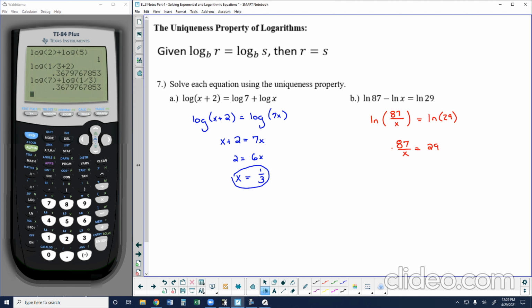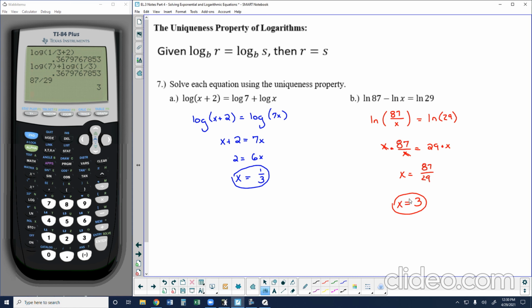To get x out of the denominator when solving here, I do need to multiply both sides by x. And then now I have 87 equal to 29x. And I can divide both sides by 29. So 87 over 29, and this would be the exact answer. We can reduce that fraction actually in this case and get that x equals 3.